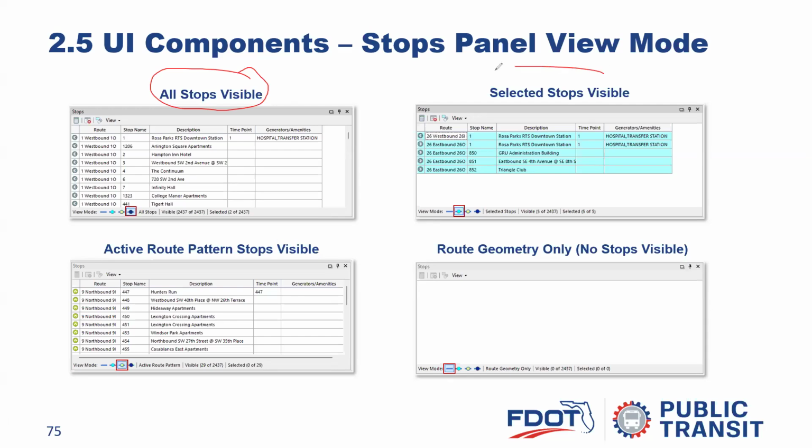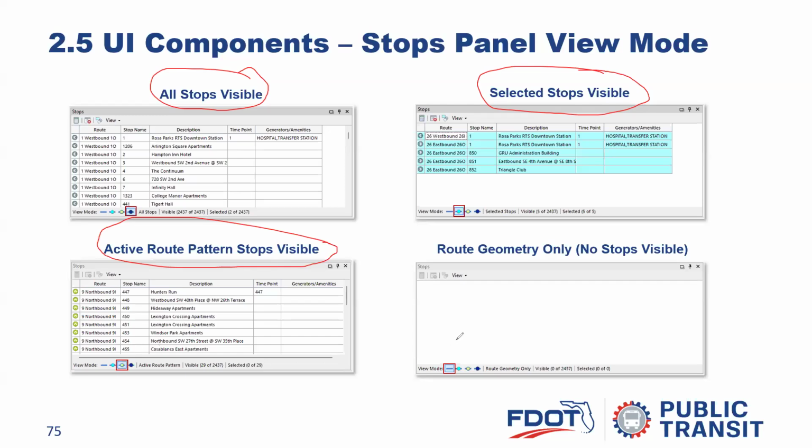The other option is selected stops visible. So if you have a selection of stops, and you just want to see those that are selected in the list, you hit this button and it will filter them and show on the map and in the list only those that are selected. The other one is the active route pattern stops visible. So if you're editing a particular route pattern, it's in edit mode, which we'll talk about later, then only those are visible.